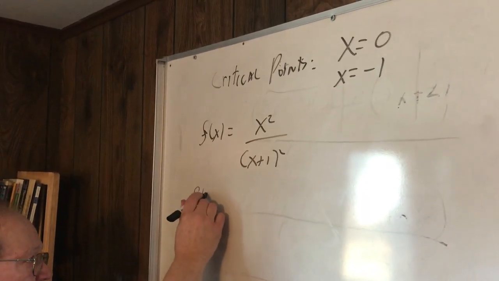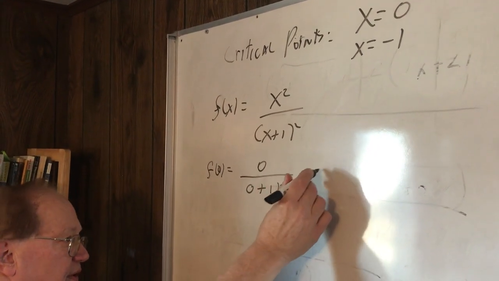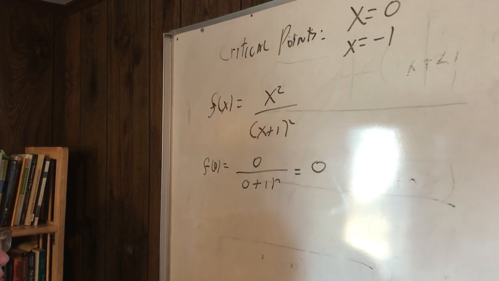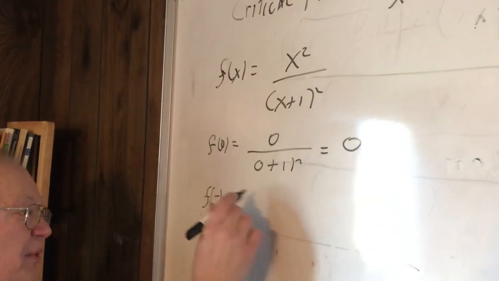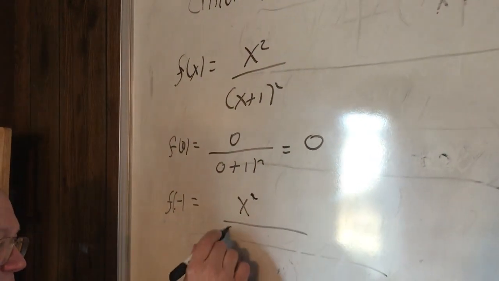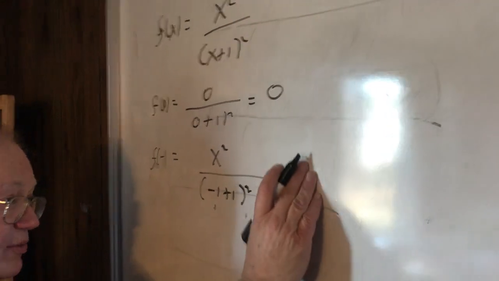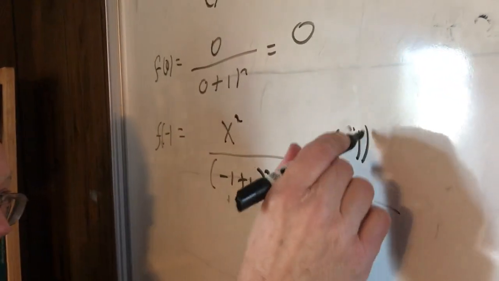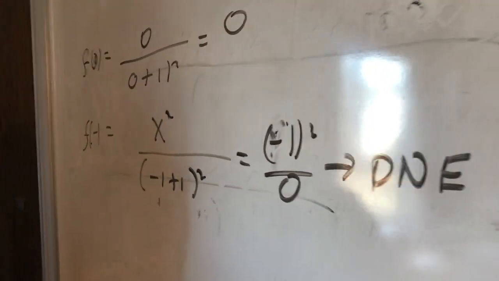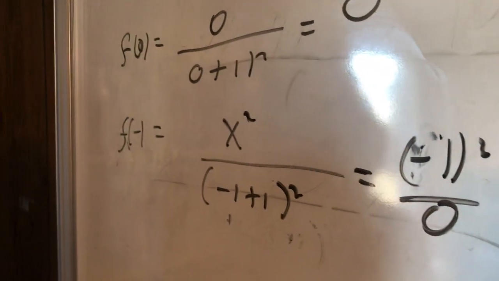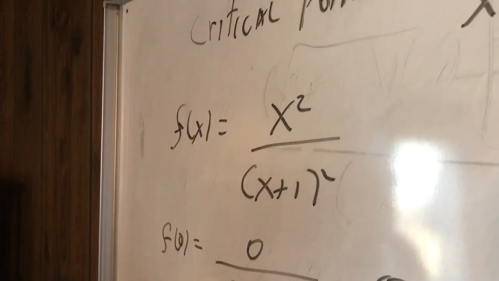f of 0 is going to be 0 over (0 plus 1) squared, so that's going to be 0. That's okay. That's a real solution. But what if I do f of minus 1? Look what happens. Minus 1 plus 1 squared is, x squared is minus 1 squared or 1? And this does not exist. So notice that's also a point of vertical asymptote. So therefore, this is not a solution. That cannot be a critical point.